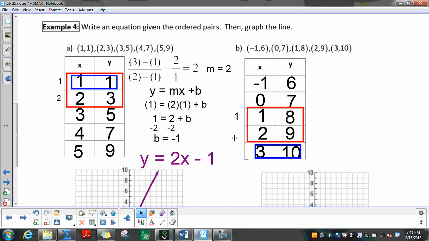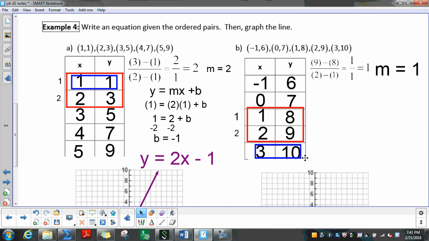So this will be (0, 1) and this will be (0, 2). And I'm going to use it. So it's going to be y2 minus y1, 9 minus 8, over x2 minus x1, 2 minus 1. I'm going to simplify. 9 minus 8 is 1. 2 minus 1 is 1. So I get 1 over 1, which is just 1. So slope is 1.